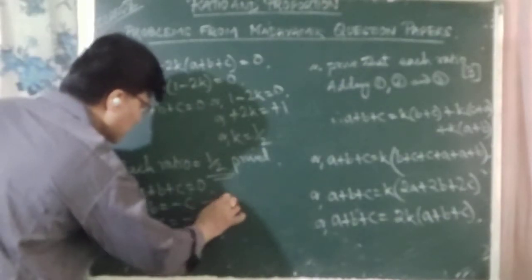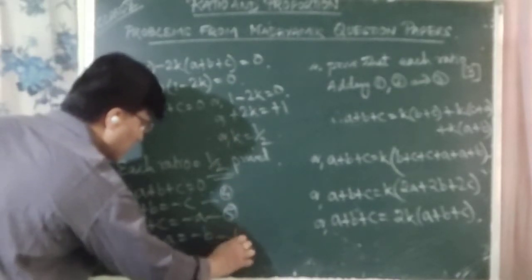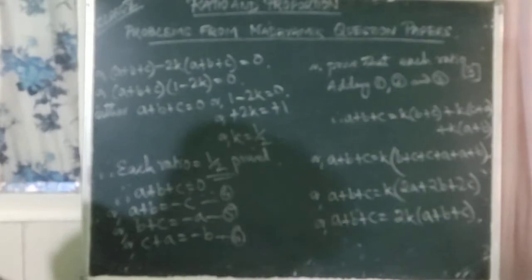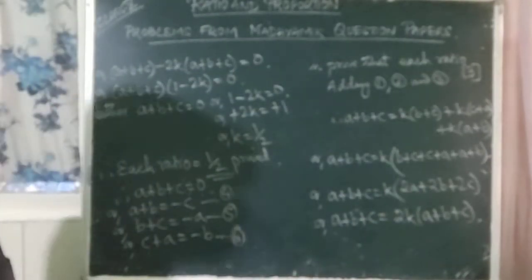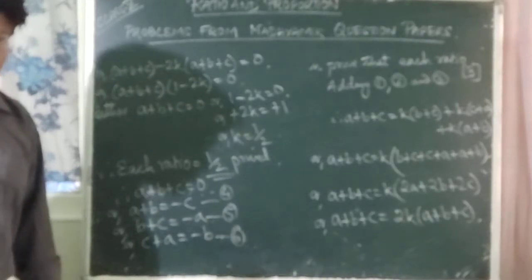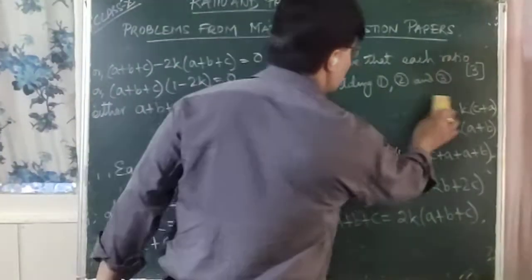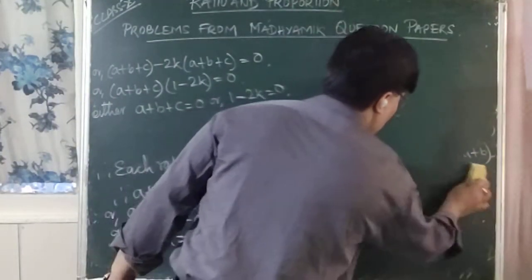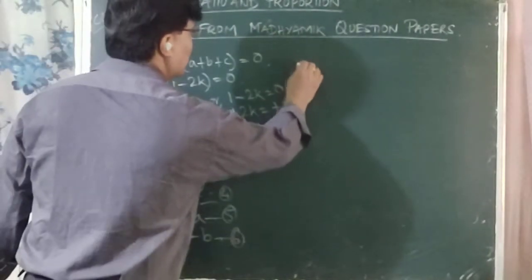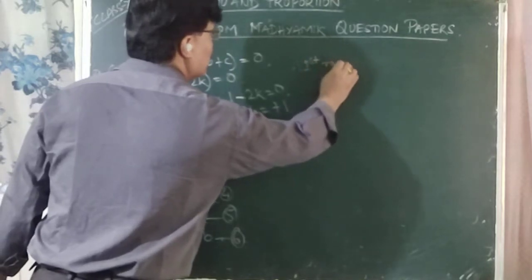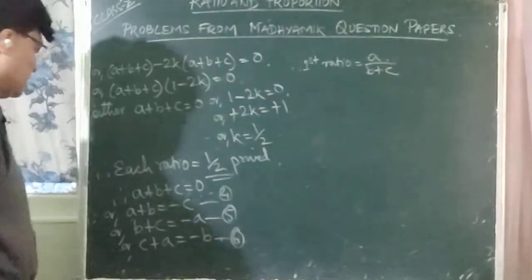So let us mark it as number 4, this as number 5, and this as number 6. Now from these 4, 5 and 6 you can prove that a by b plus c is equal to b by c plus a is equal to c by a plus b will be equal to minus 1, right? So let us write down the first ratio in the given. So the first ratio in the given was a upon b plus c, right?